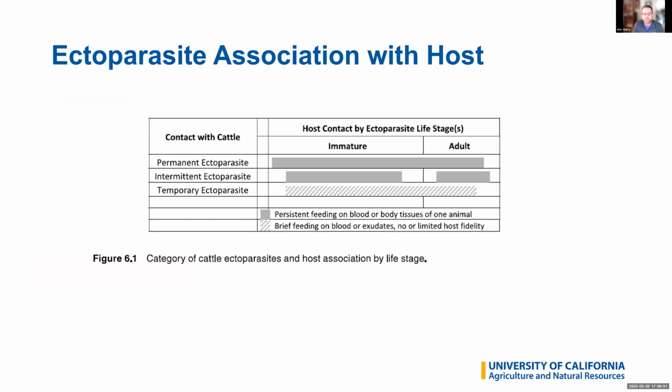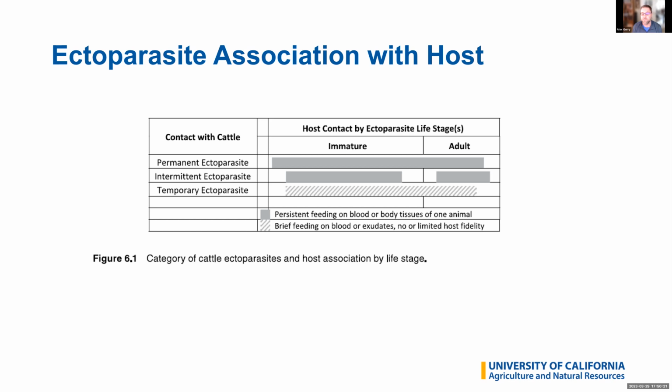So this is a figure from that textbook. And again, on the left-hand side, you'll see under contact with cattle, you see there are three groupings: the permanent ectoparasite, intermittent, and temporary ectoparasite. And on the right is essentially their association with cattle. So if you kind of put it all together, if you're looking at the right-hand side here, we see that permanent ectoparasites live on the animal, both in their immature and adult stage. So they basically never leave the animal.